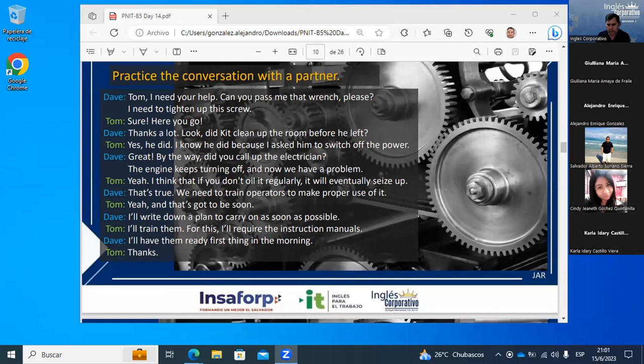Ok, dice Tom, I need your help. Can you pass me that wrench, please? I need to tighten up this screw. Sure. Thanks a lot. Look, did he clean up the room before he left? Yes, he did. I know he did because I asked him to switch off the power. Great. By the way, did you call up the electrician?